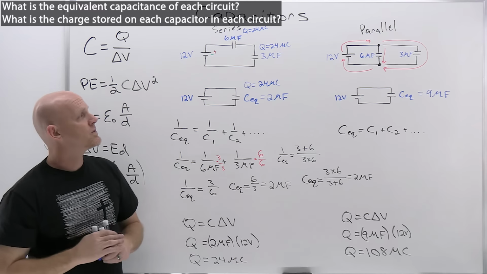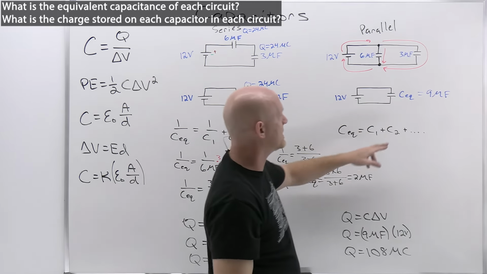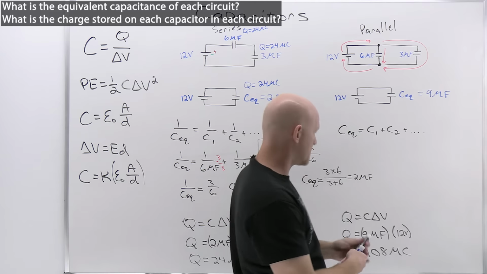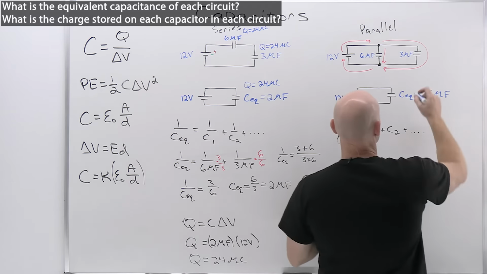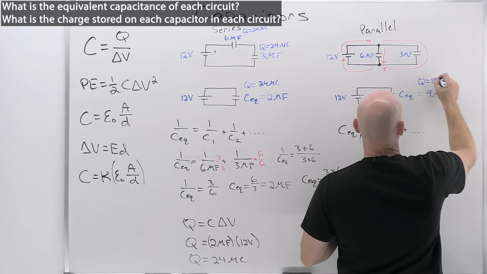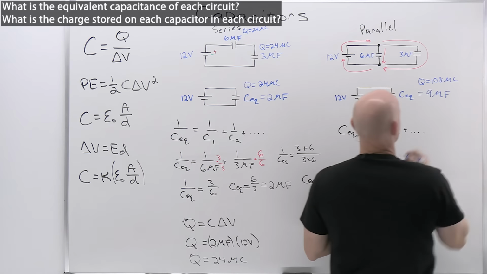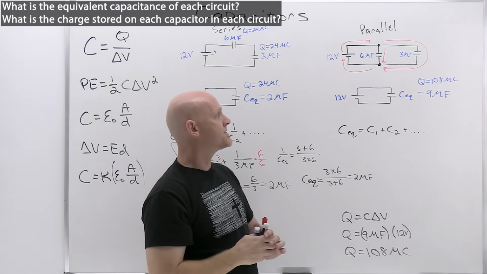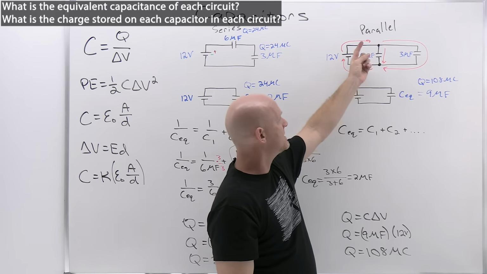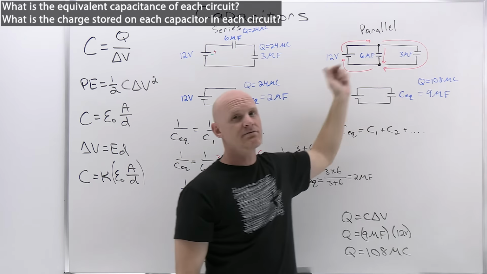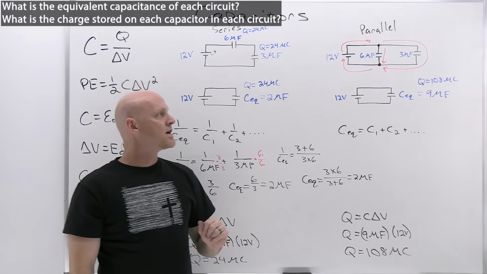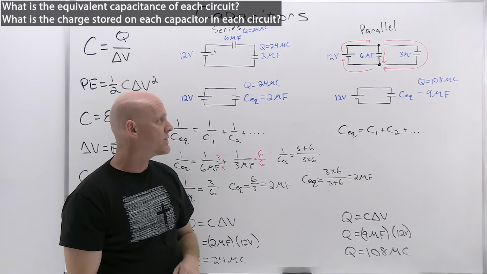Not the case when they're arranged in parallel though. When they're arranged in parallel, the total Q we just solved for on the equivalent capacitance turns out to be the sum total of the charge stored on either of these. And we'll figure out what those come out to in just a little bit. In fact, why don't we figure it out real quick?